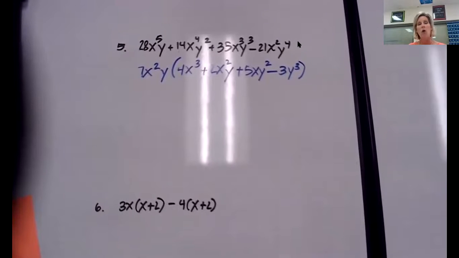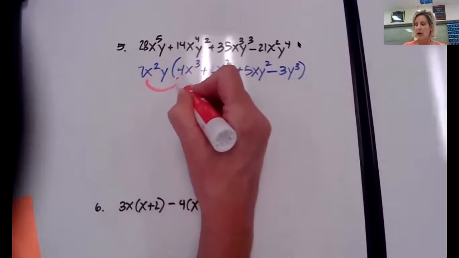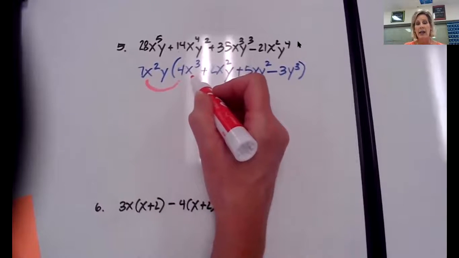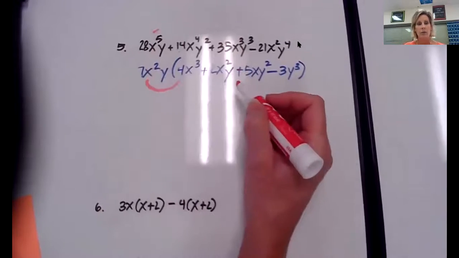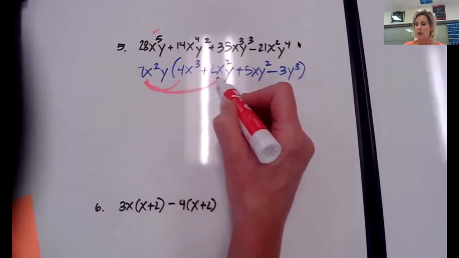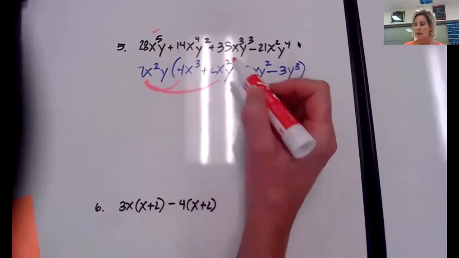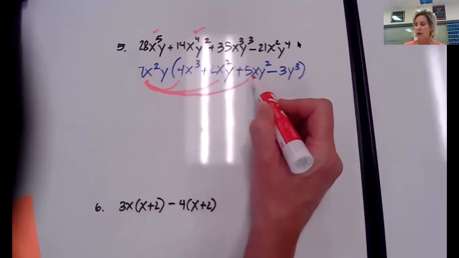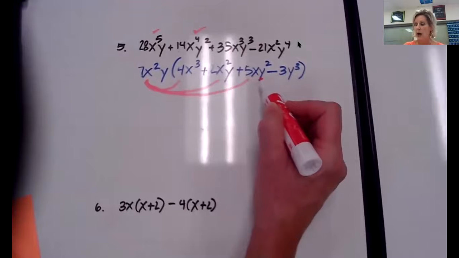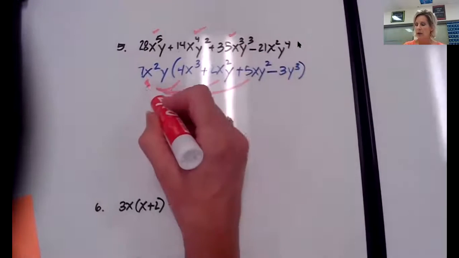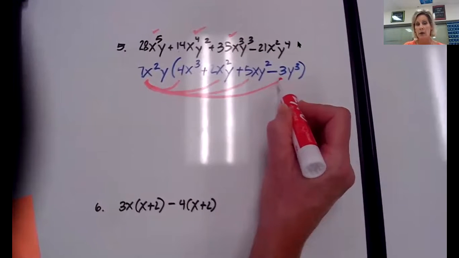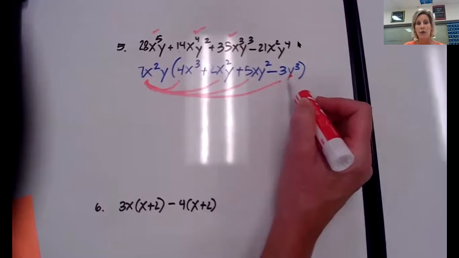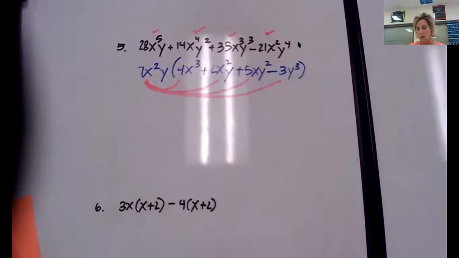And again, I always double check that I've not done something goofy along the way. So here I can see that I have 28, x to the 5th y, check. Here I can see I have positive 14, x to the 4th, y squared, check. Here I can see I have 35, x cubed, y cubed, check. And here I can see I have negative 21, and then it's going to be x squared, y to the 4th, check. So I am checking. Now I'm just starting to do more check work in my head.